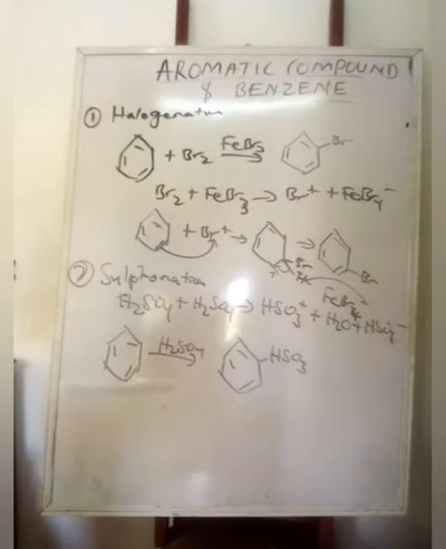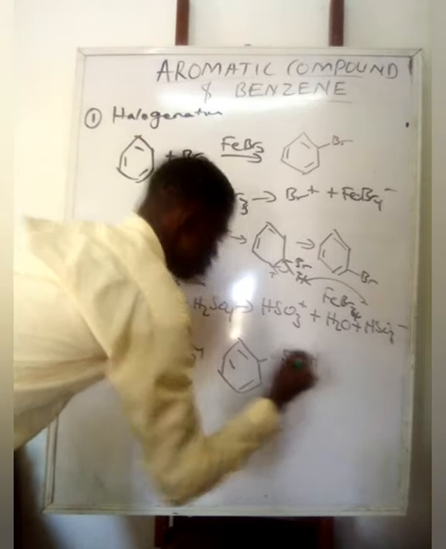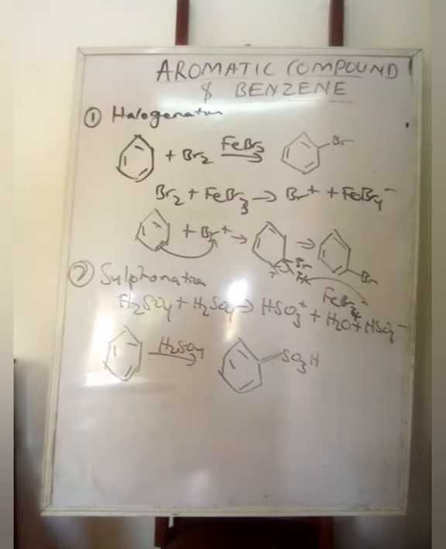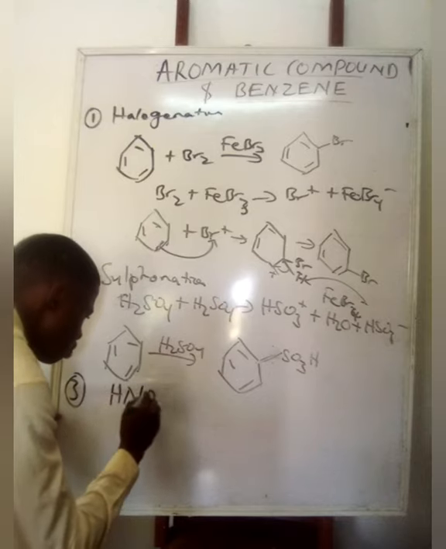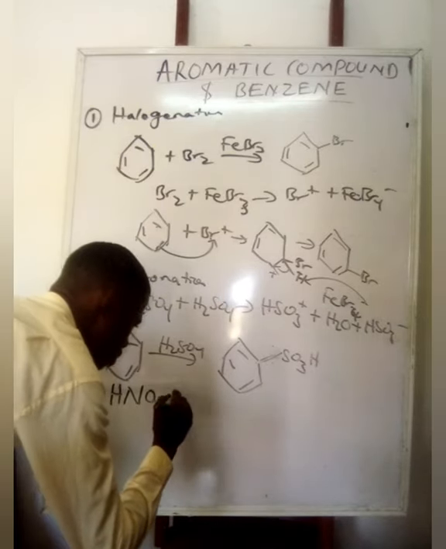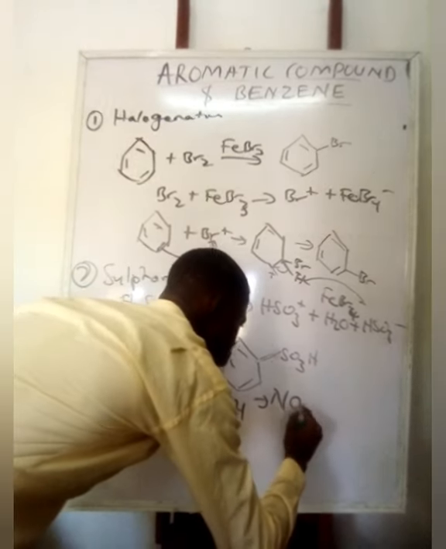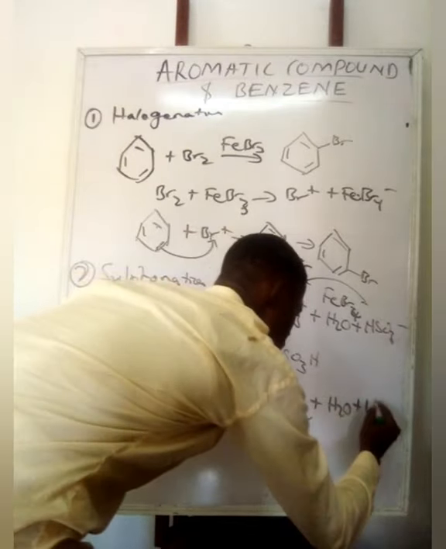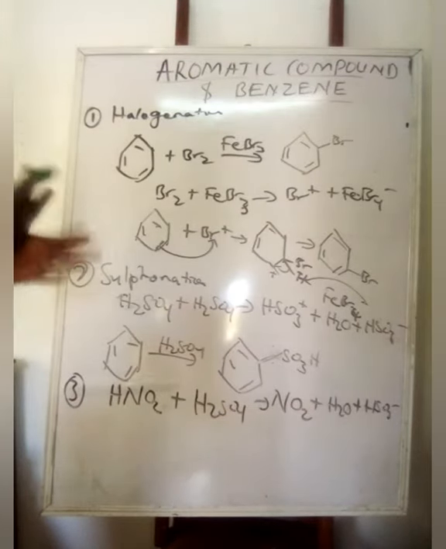That is the product. Let me write it like this: S, because this bond is attached to the sulfur, not the hydrogen. Now let's talk about the nitration. HNO3 is going to react with H2SO4. Then it's going to form a nitro group, then your water, then HSO4 minus.